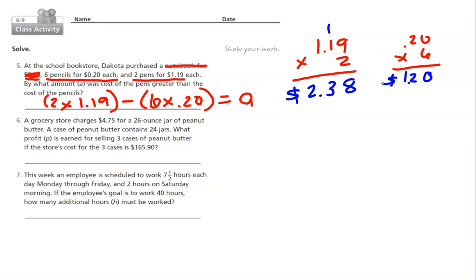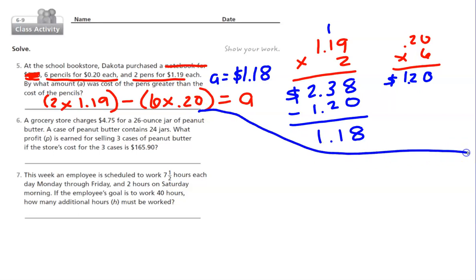So the difference between my prices now, I'm going to subtract them from each other. 8 minus 0 is 8, 3 minus 2 is 1, and 2 minus 1 is 1, and you bring that decimal point straight down. So A here is going to equal $1.18. So again, not necessarily hard problems to solve, but it is very tricky to figure out what it is exactly that they want you to do there.